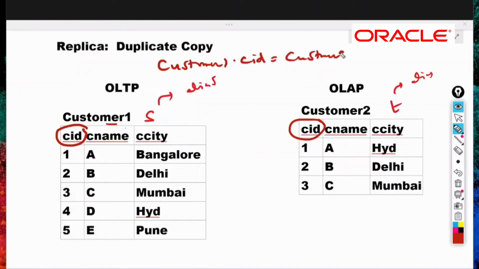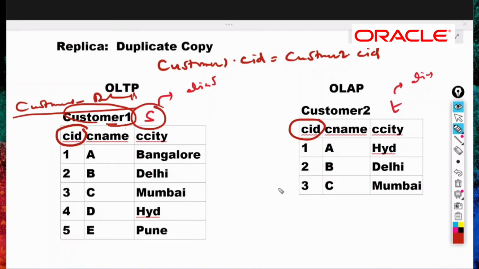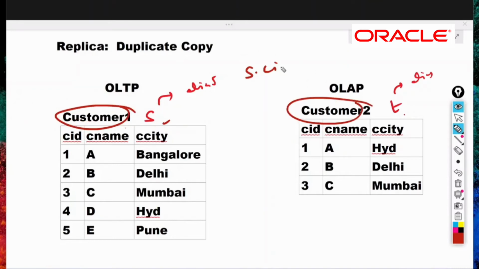So it is looking a little bit lengthy. Observe here. Today we are taking customer 1 as the table name. Tomorrow the table name may be customers details, or some other lengthy name. So to make this lengthy name short, we use the alias name. This table's alias name is S, and this table's alias name is T. So compare the source table's customer ID with the target table's customer ID. See here, it is looking simple.